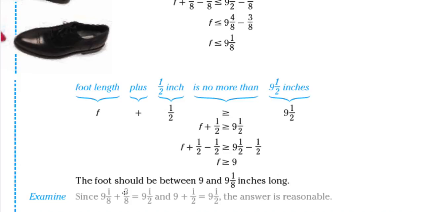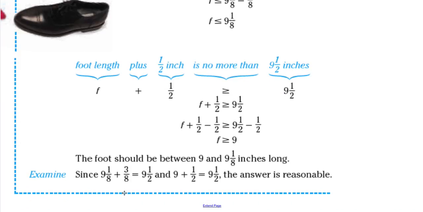So if we check our answer to see if it makes sense, 9 1/8 plus 3/8 will give us 9 1/2, and 9 plus 1/2 will give us 9 1/2. So the answer is pretty much reasonable. And that's the end of our lesson. Thank you for watching.